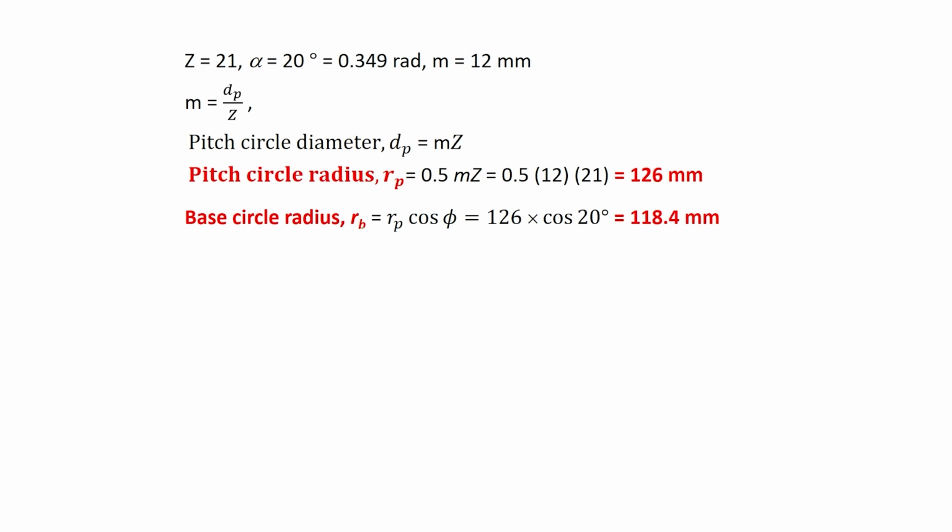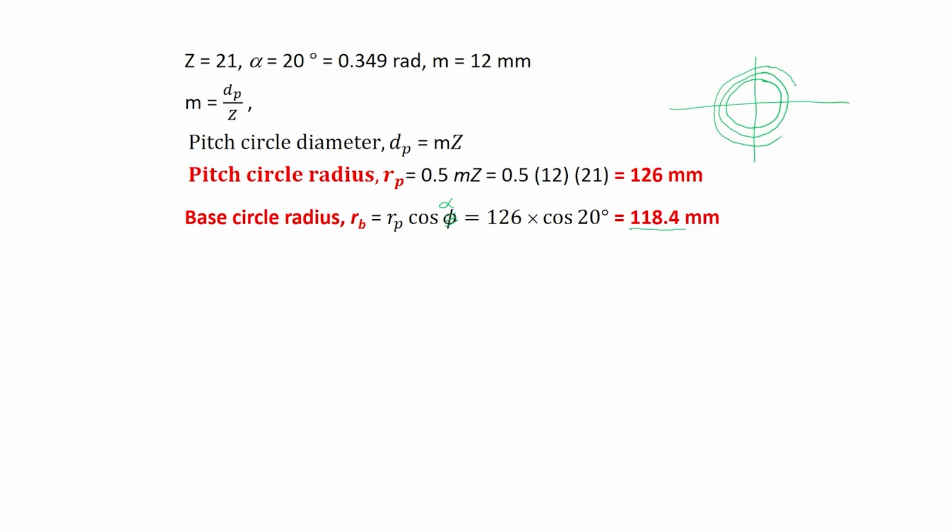Base circle radius RB is given by pitch circle radius multiplied by cos of the pressure angle. Here we have taken pressure angle in terms of alpha, and so the base circle radius of the pinion is given by 126 multiplied by cos of the pressure angle, which is 118.4 mm. So, base circle radius is 118.4 mm, pitch circle radius is 126 mm, and thus this is the base circle, this is the pitch circle, and this one is the addendum circle.